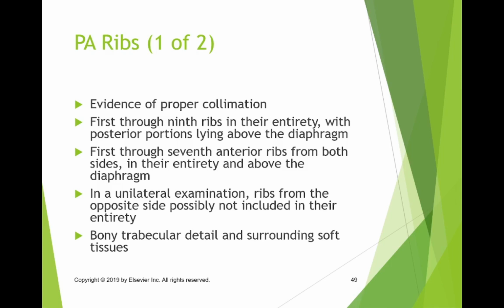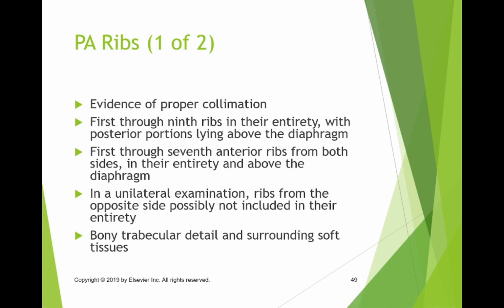Remember also that we're going to do two views for that frontal projection, be it AP or PA. We're going to do one view to show the upper portion of the ribs and one view to show the lower portion. So looking through the analysis, what we want to see is proper collimation. We want to see about 9 ribs.